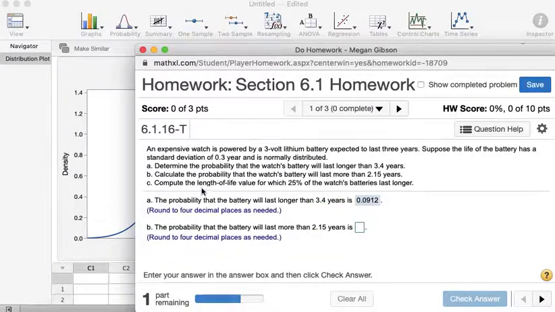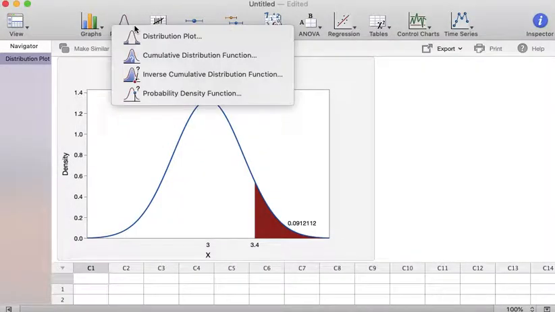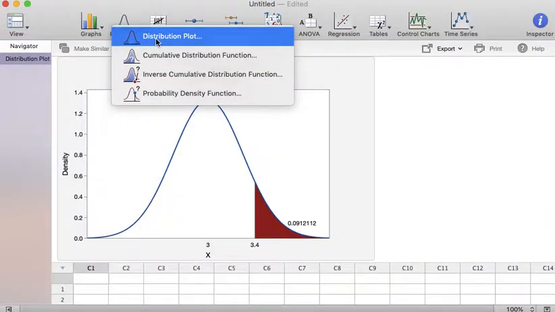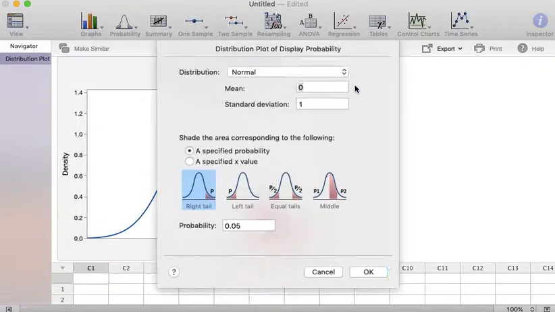Looking at part C, compute the length of life value for which 25% of the watch's batteries last longer. When I do that problem, I'm going to do the same thing, probability, distribution plot, and display probability, and enter the mean and standard deviation.